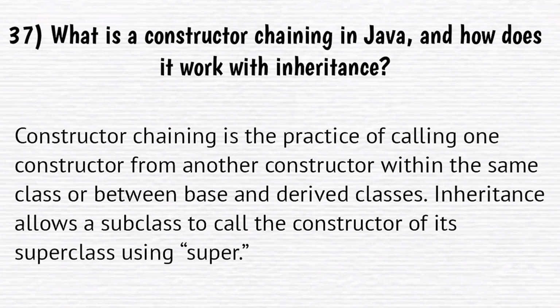What is constructor chaining in Java, and how does it work with inheritance? Constructor chaining is the practice of calling one constructor from another constructor within the same class or between base and derived classes. Inheritance allows a subclass to call the constructor of its superclass using super.